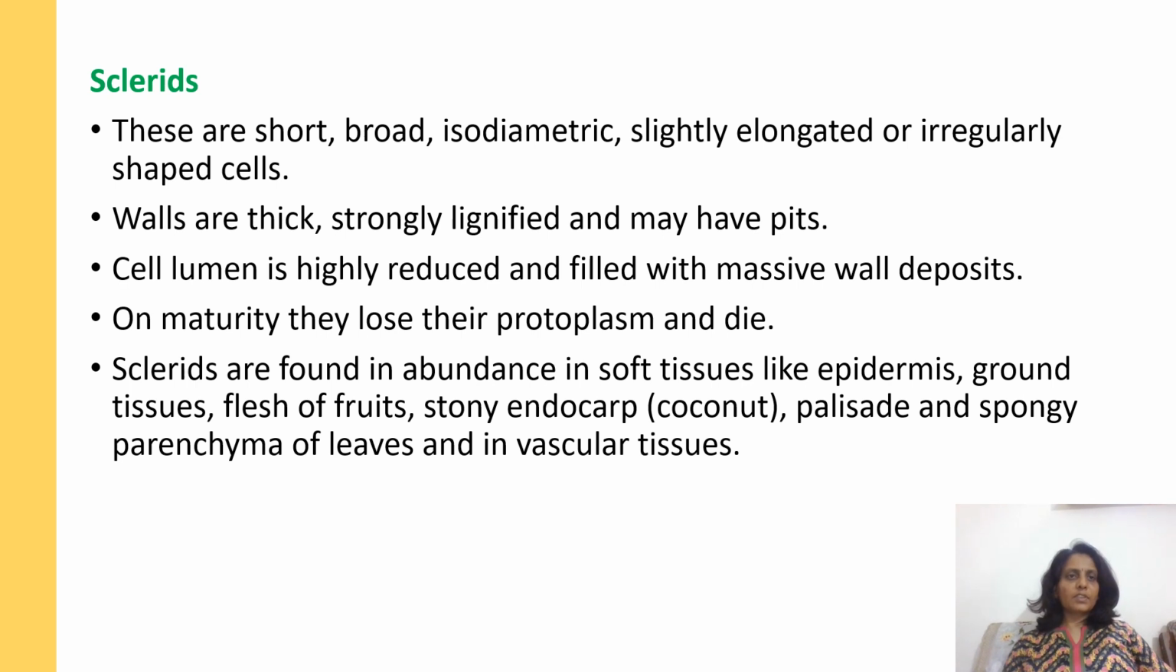Another type of sclerenchyma cells are the sclereids, which are short, broad, isodiametric in shape, slightly elongated or irregularly shaped cells. The walls are thick, lignified, and may have pits. The lumen of the sclereids is highly reduced and filled with massive wall deposits. At maturity, they lose their protoplasm and die. Sclereids are found in abundance in the soft tissues of plants like the epidermis, ground tissues, flesh of fruits, stony endocarp, palisade and spongy parenchyma of leaves, as well as in the vascular tissues.